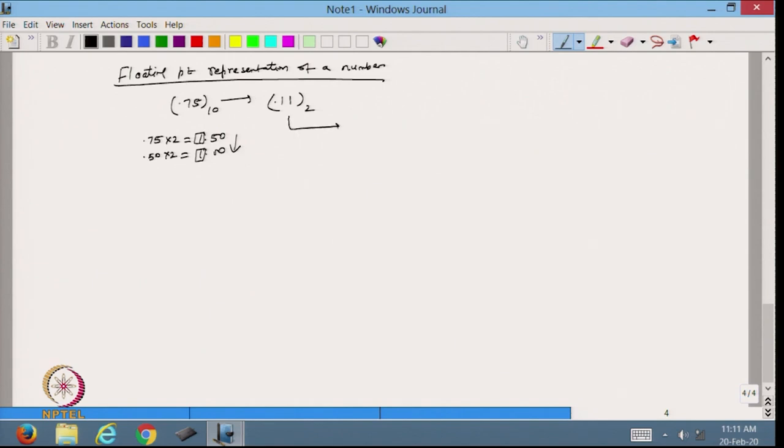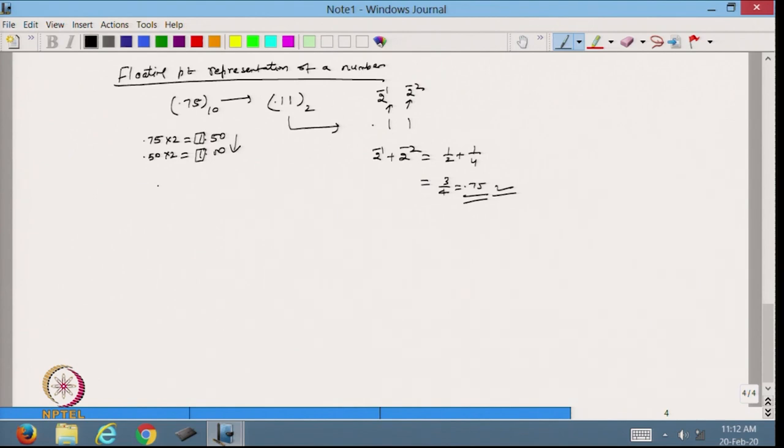So 0.11 gives me the value in binary form for the decimal 0.75. And how can I verify? Because I can convert this back. It is 0.11, so this goes to 2^-1, and this goes to 2^-2. So it gives 2^-1 plus 2^-2, so it is 1/2 plus 1/4. That is 3/4, and 3/4 is 0.75. So that is verified. This is the conversion of the decimal 0.75 into binary form.